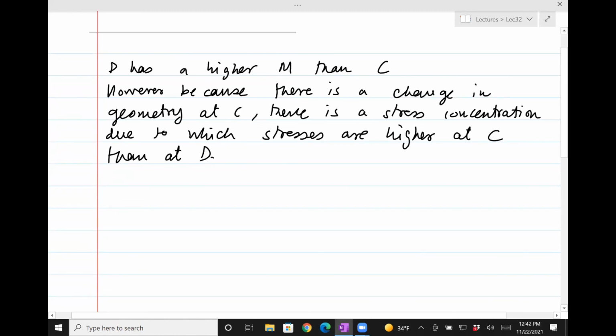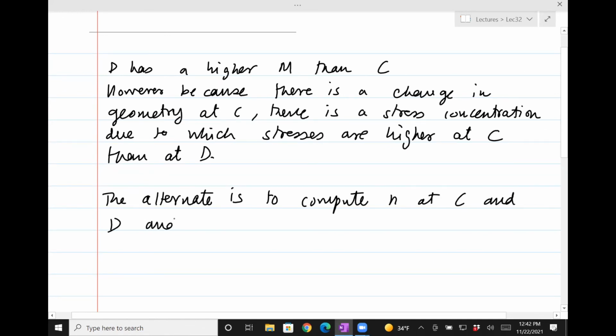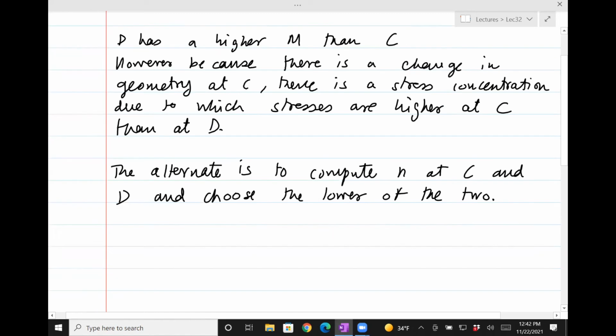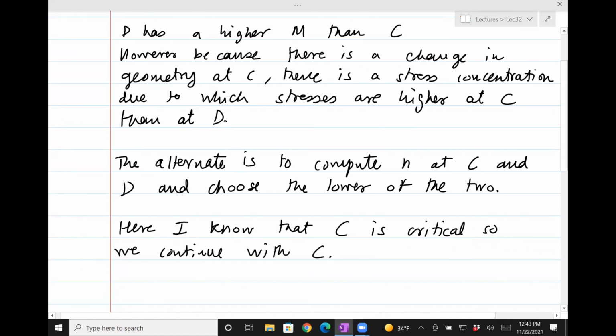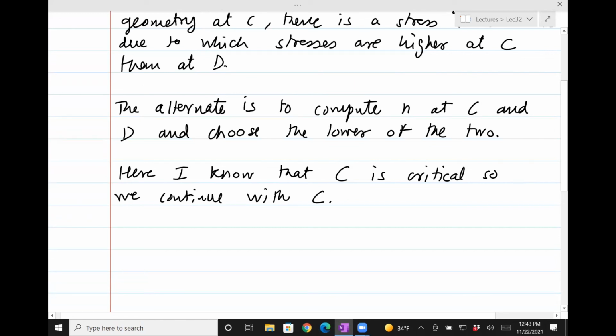Okay, so the alternate is to check or to compute the factor of safety, or compute N at C and D and choose the lower of the two. But here we're going to just go ahead with C because I kind of know the answer ahead of time. So here, know that C is critical. So we continue with C.